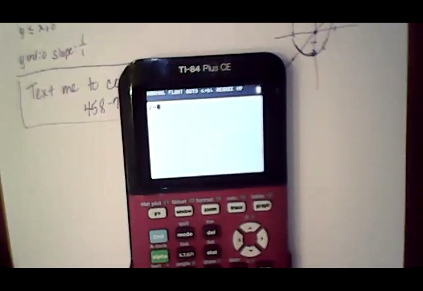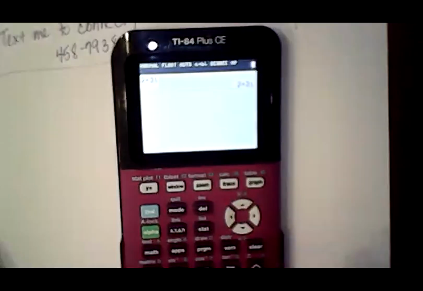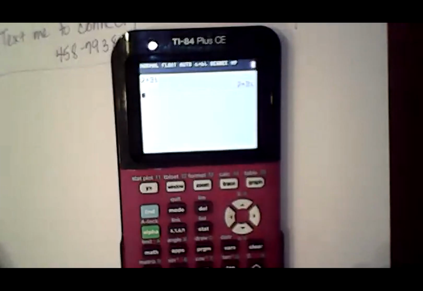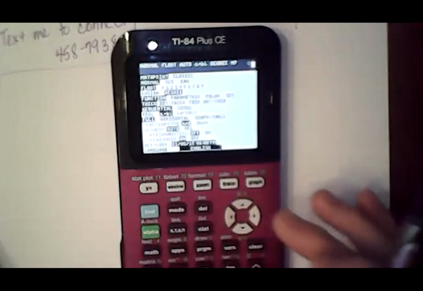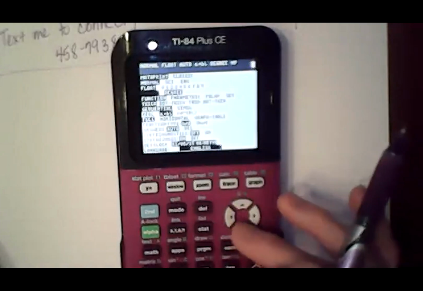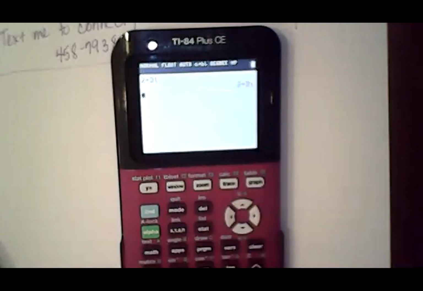So 2 plus 3. There's a couple ways you can get I. There's an I down here at the bottom. It's blue, so I have to use my second blue. And then if I wanted, I can convert that to, that's rectangular form. And if I wanted polar form, I could select that.